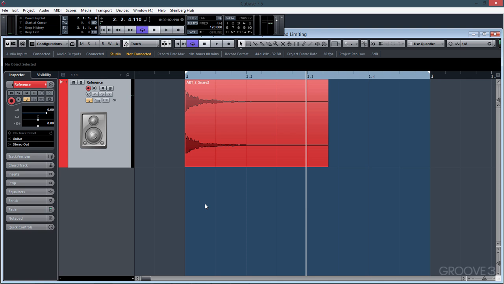So for this example, we're going to be using a single snare drum sample. It's really a great instrument that we can use to describe what dynamic range is because it's a very dynamic instrument in nature. So if we play back our sample, you can hear kind of what we're talking about.